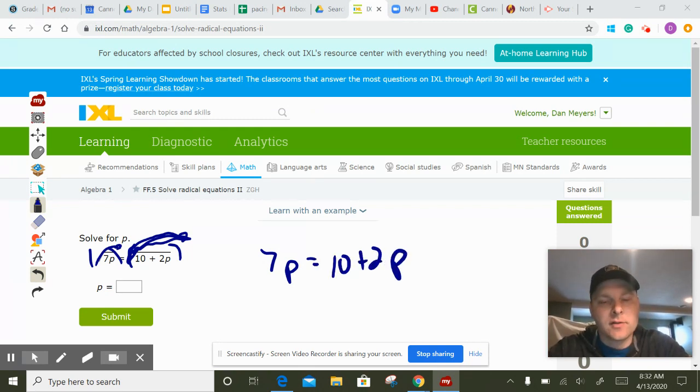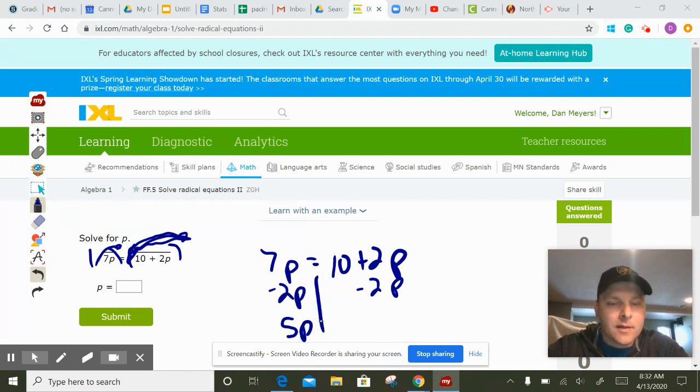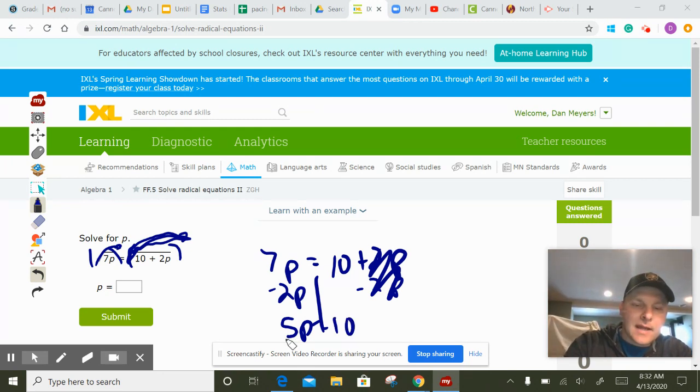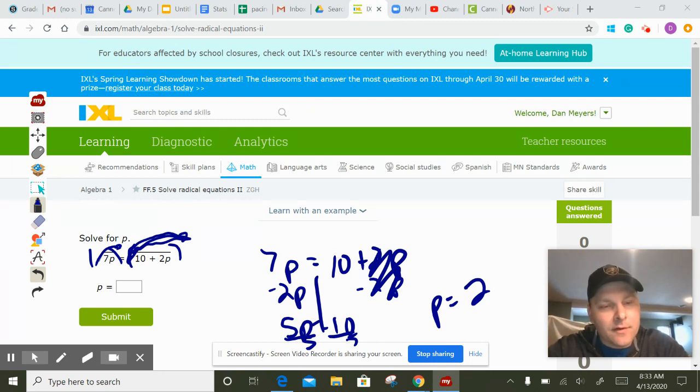And we just use our equation solving skills. So there's the variable on both sides. P is on both sides, so we're going to subtract 2p from both sides of the equal sign. And then you have 5 times p over here. Over here, it cancels out, and we have 10. 5 times p equals 10. Last step, if you have 5 times p, to undo that, we divide by 5, divide by 5. P equals 2.